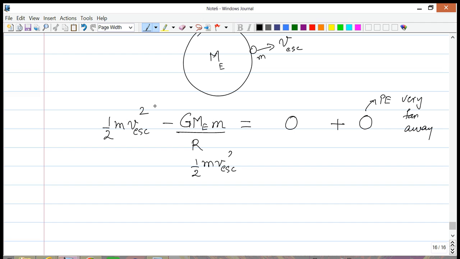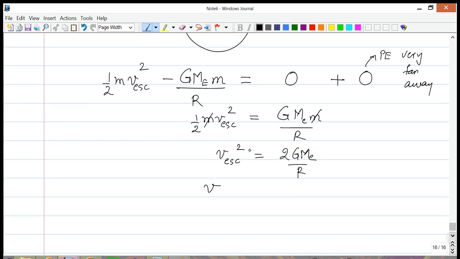So for v escape squared, now I can move it to the other side, G m over r. The m's cancel out and the 2 can move to the other side, and I have v escape squared is 2 G me over r, and now we can write our v escape as equal to the square root of 2 G me over r.